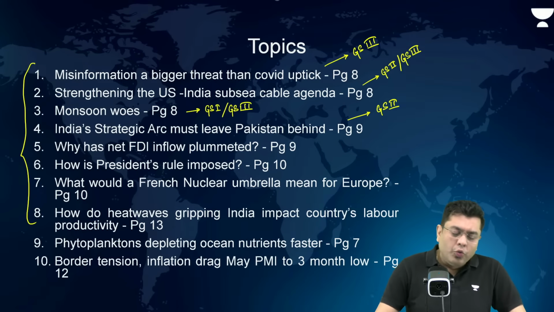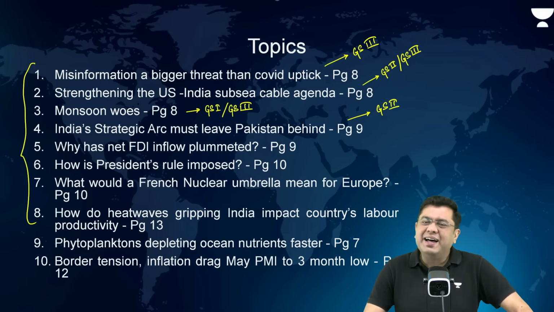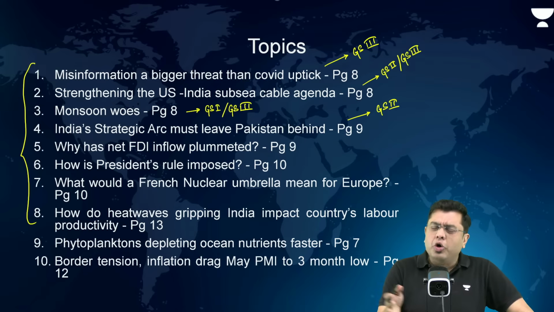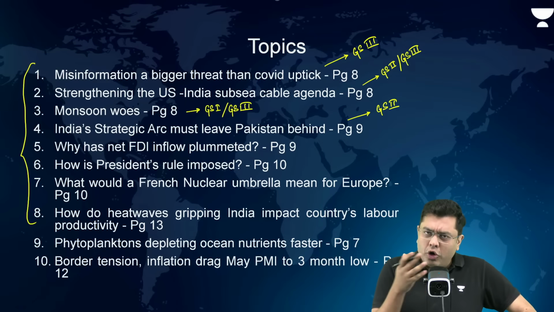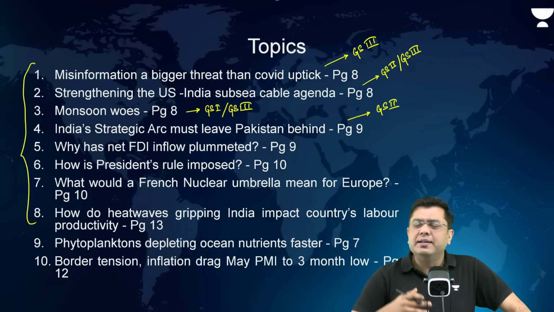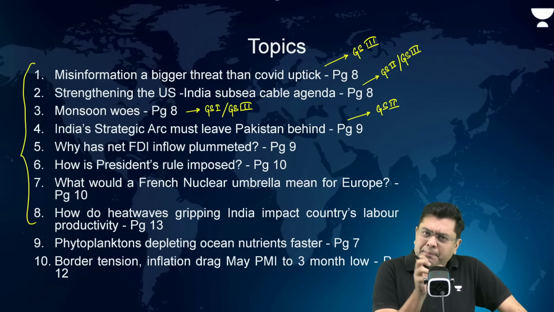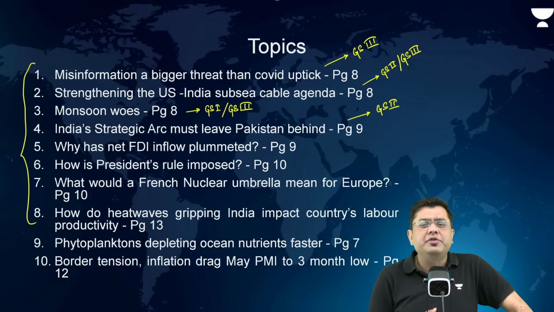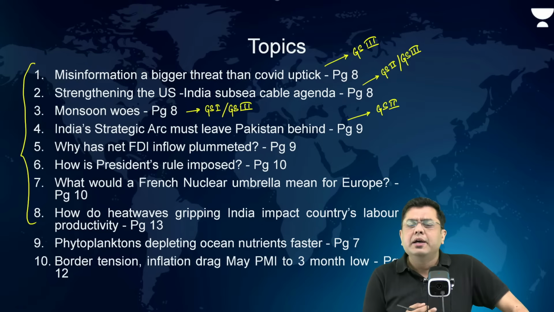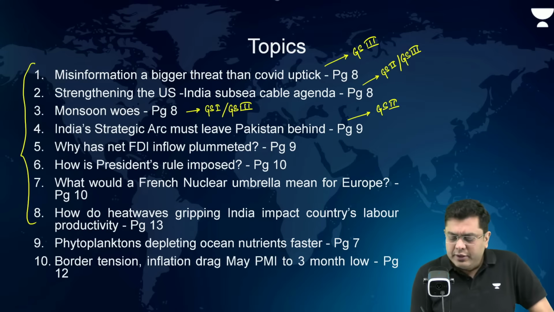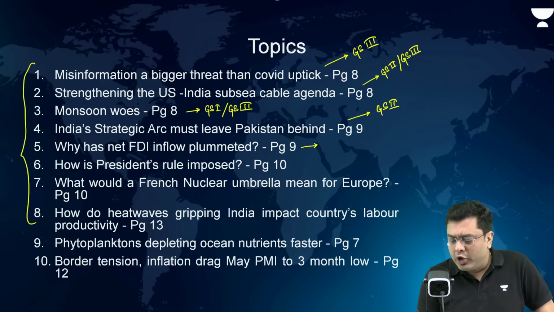Now, why has net FDI inflow plummeted? Now, this has been an observation which has been carried out for a long period of time now. Various articles have appeared in the newspaper time and time again. Today, some important data pointers and rather interesting graphs have been indicated, which tells us the reality of FDI inflows in India. So this is again relevant for the economy portion, GS paper 3.